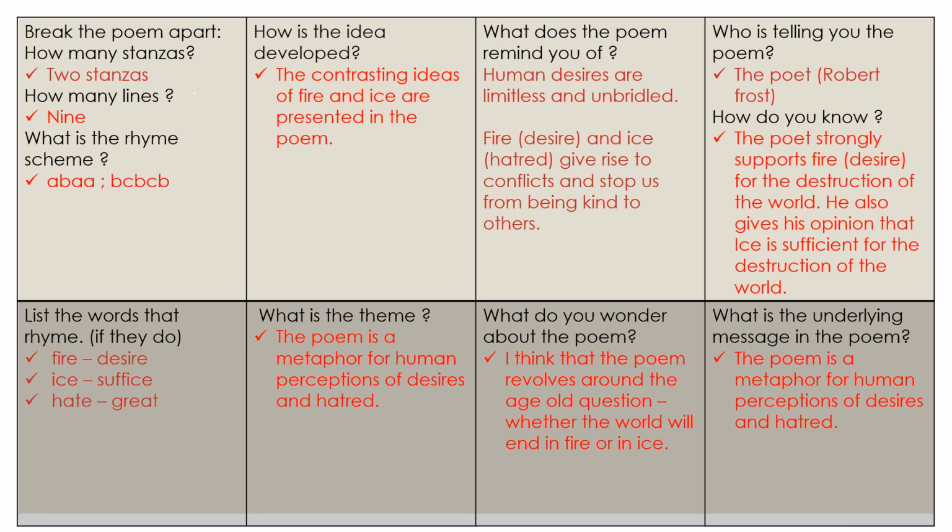Now, what is the theme of the poem? When we talk about the theme of Fire and Ice, we have to understand that this poem is a metaphor for human perceptions of desire and hatred. What does the poem remind you of? This poem reminds us that human desires are limitless and unbridled. As we have already discussed, fire is the symbol of desire and ice is a symbol of hatred. They give rise to conflicts and stop us from being kind to others.